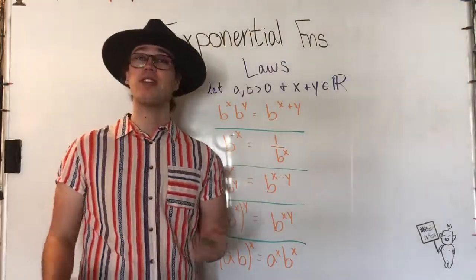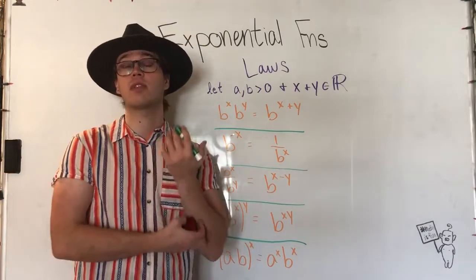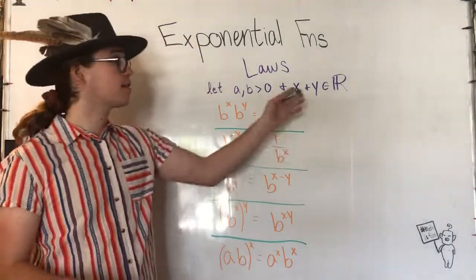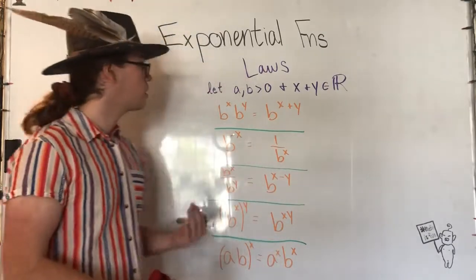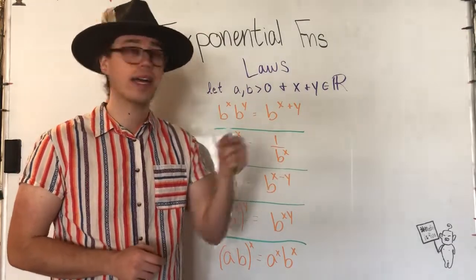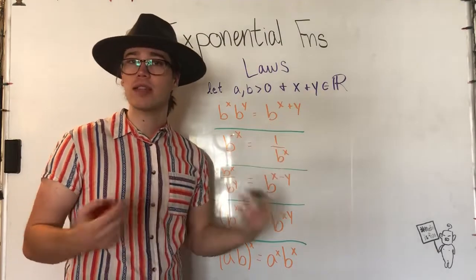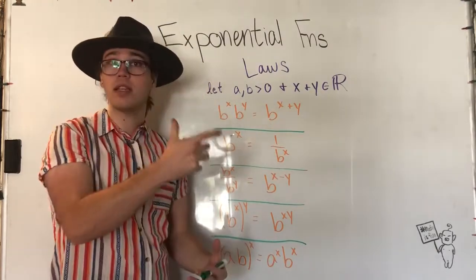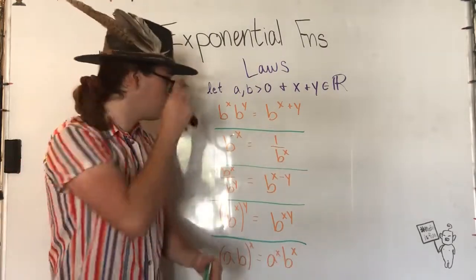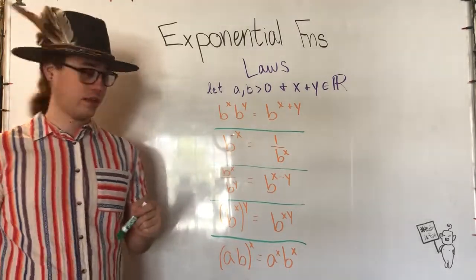Now we have our laws for our exponential functions, and so we need to set some stuff up first. We want a and b to be greater than 0, so positive numbers, and we need x and y to be in our real numbers. So let's see it. b to the x times b to the y is actually going to be equal to b to the x plus y. And this should make sense because it's just x many b's and y many b's, and when we put them together, it's x plus y many b's. Then we have b to the negative x. This equals 1 over b to the x.